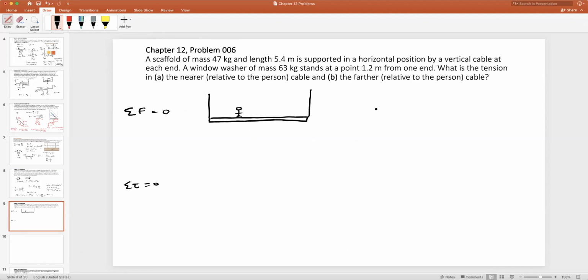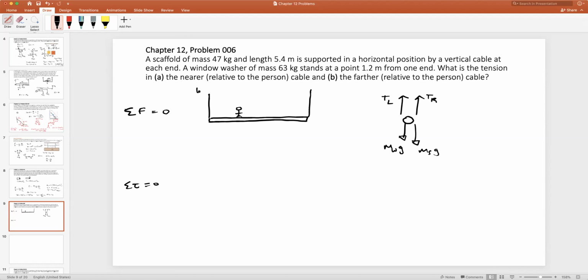Okay, for the force free body diagram, we have the mass of the window washer times g, we have the mass of the scaffold times g, we have the tension in the wire to the left, and the tension in the wire to the right.